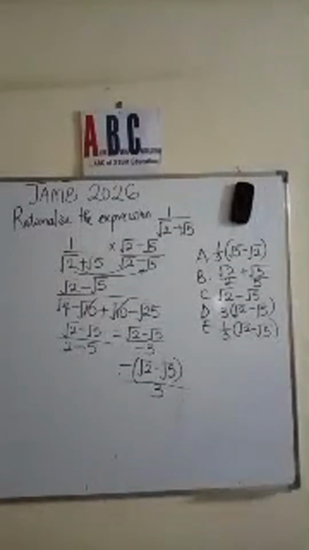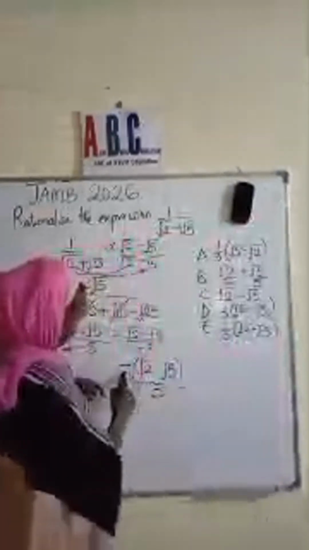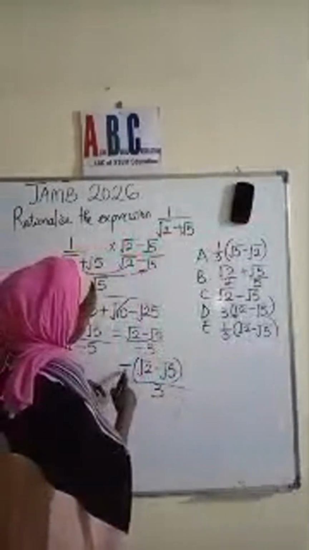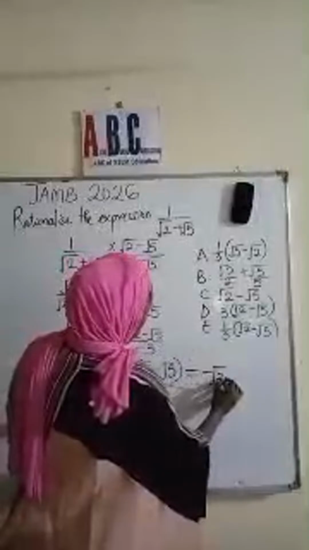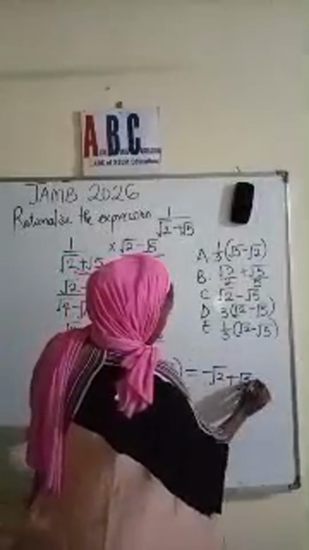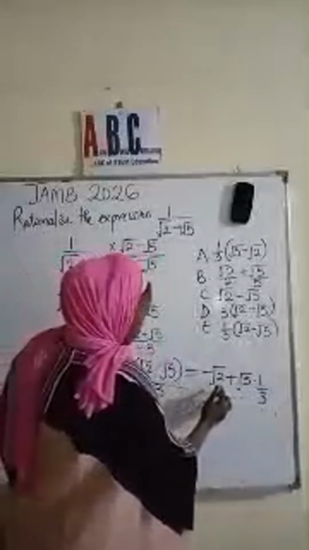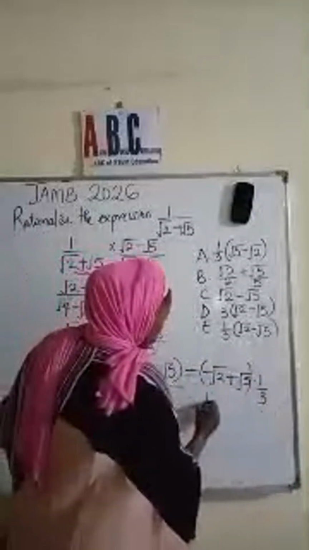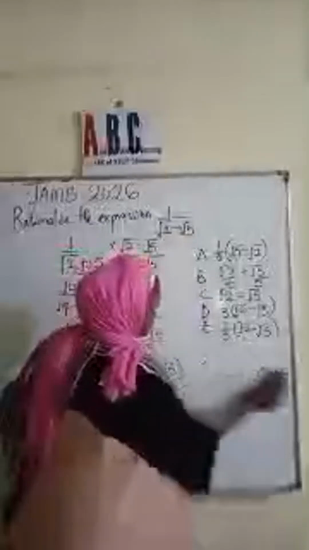But what if we decide to multiply? Guys, is my board still clear? Light has been seized, but is the board still clear? Okay. If I decide to open up this, this will give me minus root 2 plus root 5 times 1 over 3. So if I decide to rearrange this and put this in a bracket, the 1 over 3, if it comes first, no, it's not working that way. Please, I need help.